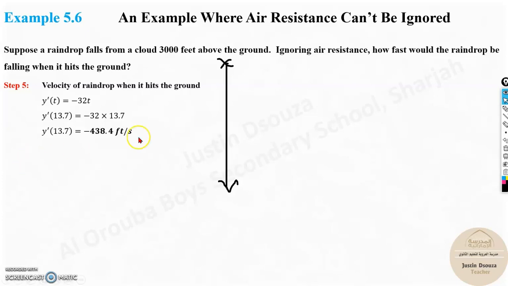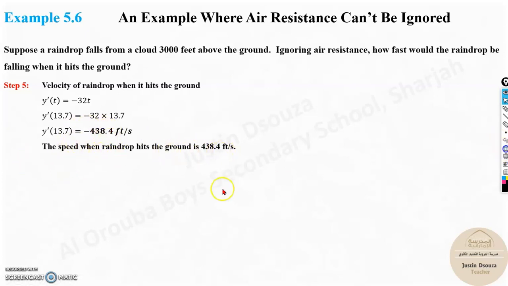But look at this. Isn't it insane? Because the speed over here, in terms of kilometers per hour, is nearly 500 kilometers per hour. Just imagine the raindrop falling on your head or your body. It will be so painful. Why? Because it's nearly 500 kilometers per hour.